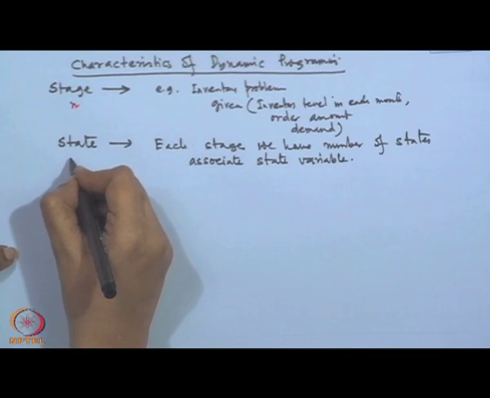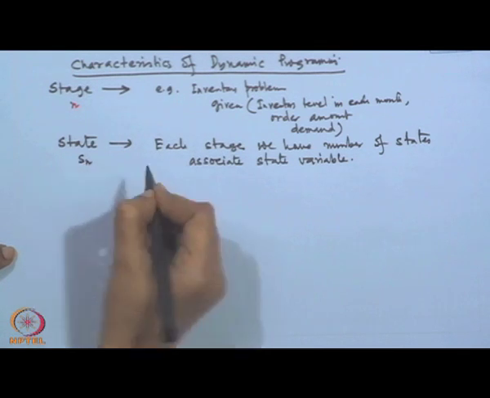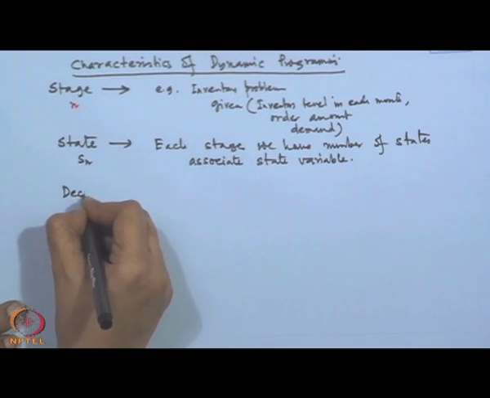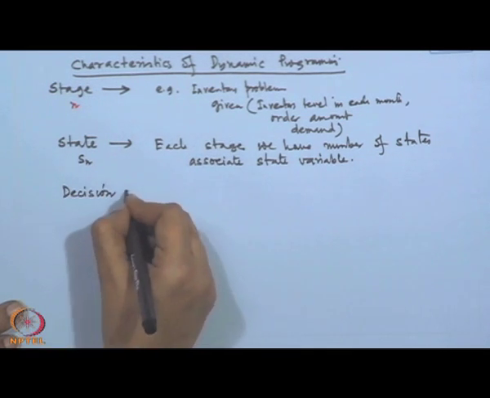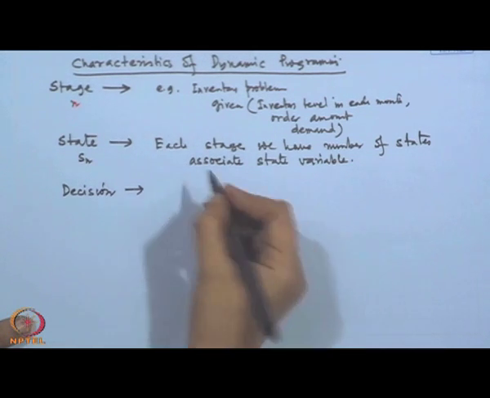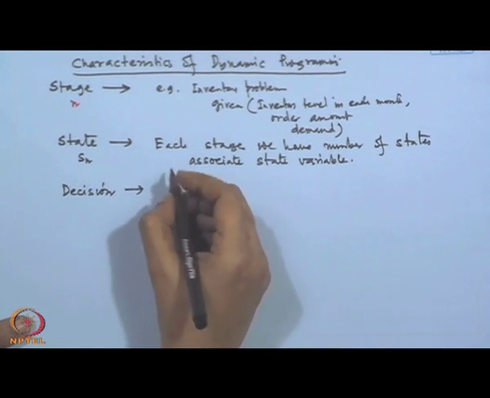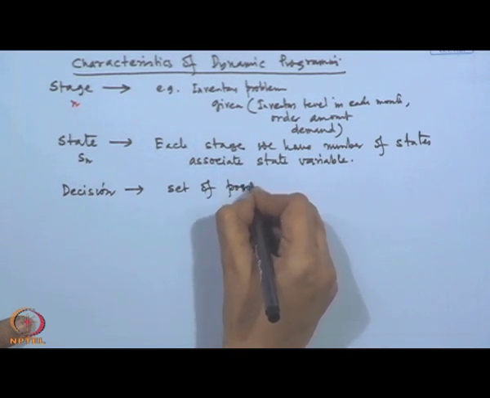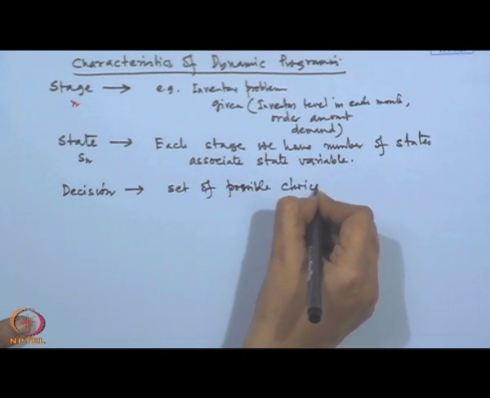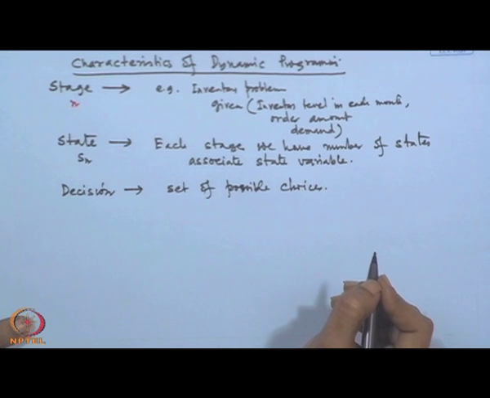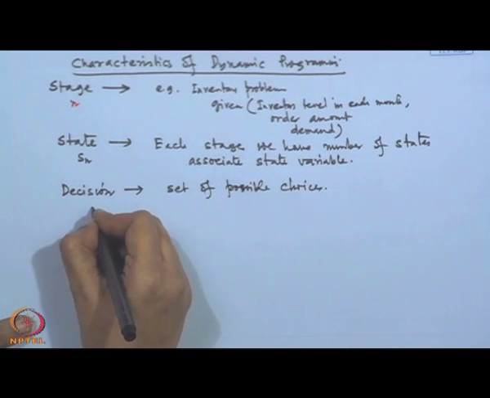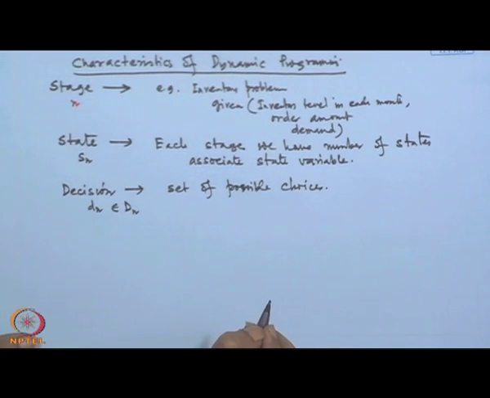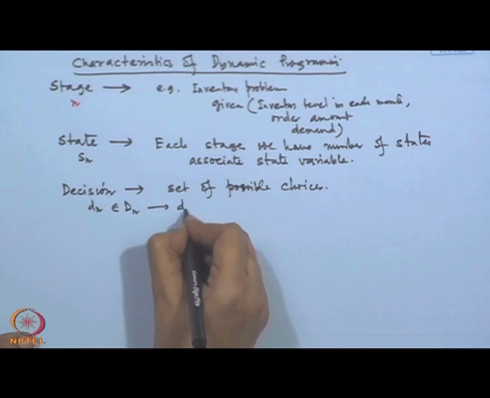Generally, states we write with the variable Sn. We have written xn in the previous problem. There is another part, the decision variable, as we have done there: d1, d2, d3 are the decision variables. There is a set of possible values of the decision variables. That means there is a domain of the decision variable. If I consider the decision variable as dn, the domain may be considered as capital Dn. Dn is the decision space.